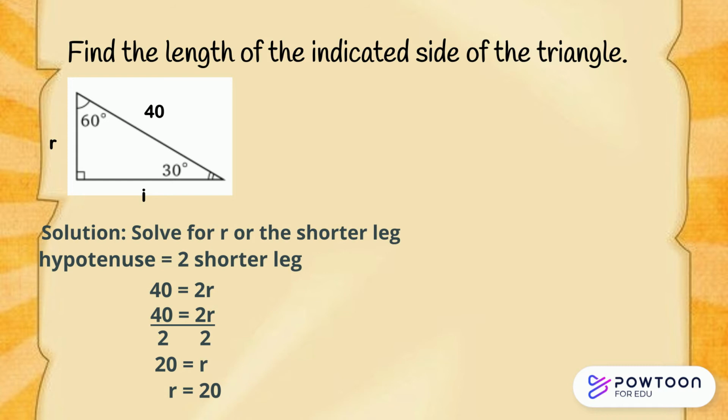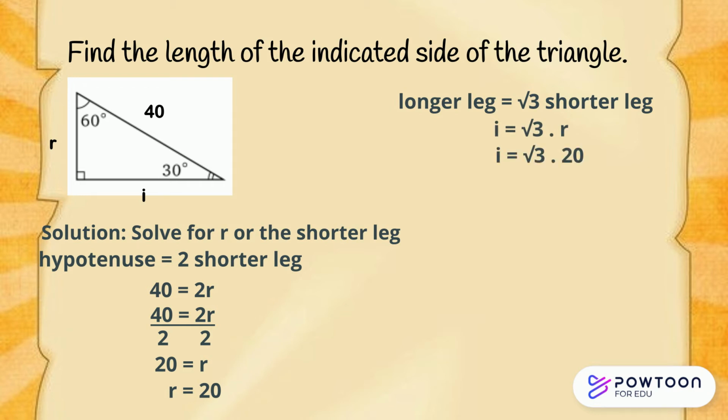Now let's proceed in solving for the longer leg of the triangle. Longer leg is equal to square root of 3 times shorter leg. Then, we substitute, we have l is equal to square root of 3 times r. Next, substitute the value of r, which is 20. l is equal to square root of 3 times 20. l is equal to 20 times square root of 3. So the measure of the longer leg is 20 square root of 3.